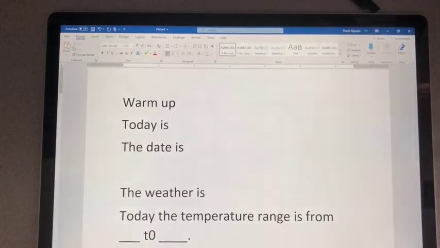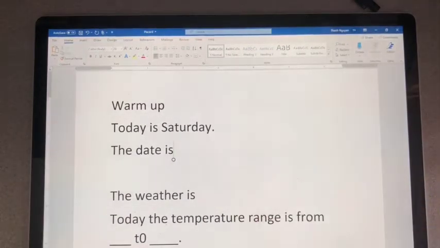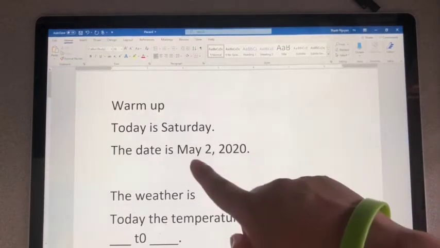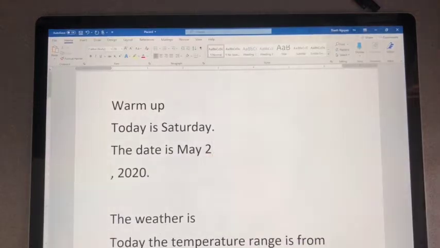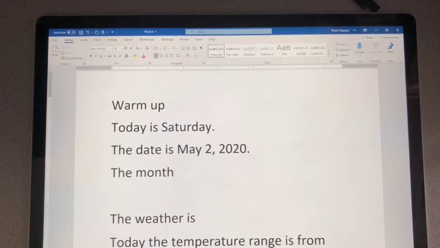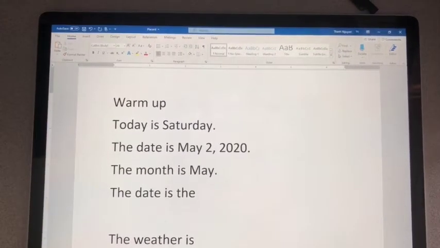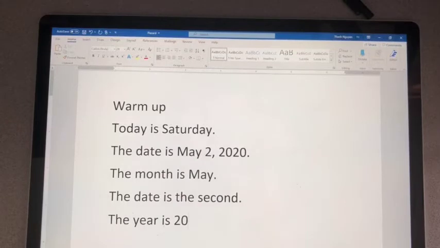Today is Saturday. The date is May 2nd, 2020. The month is May. The date is the 2nd. Oh, let me write that. The month is May. The date is the 2nd. The year is 2020.